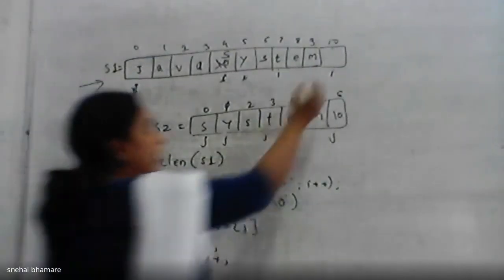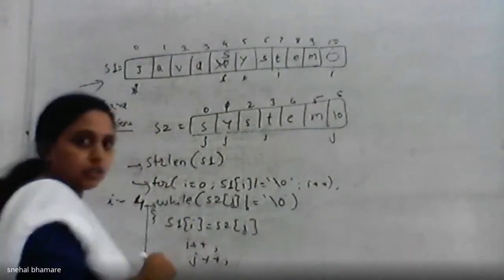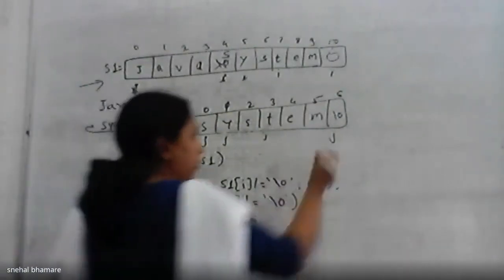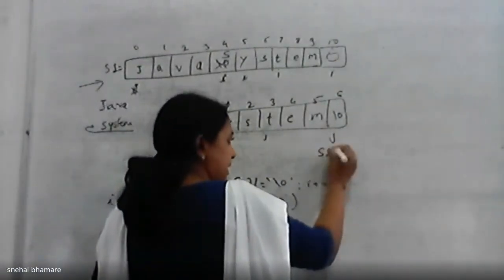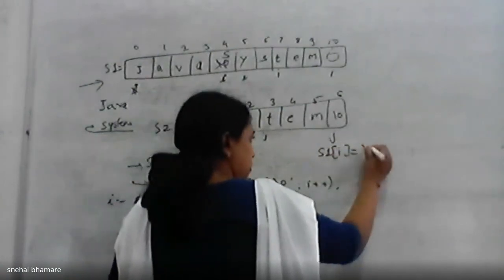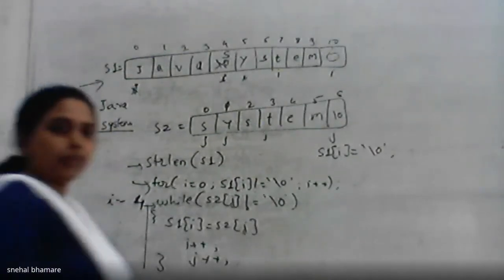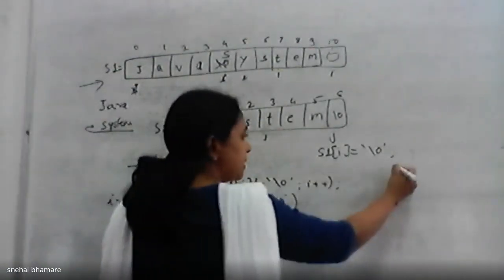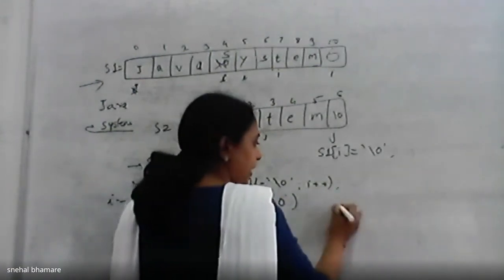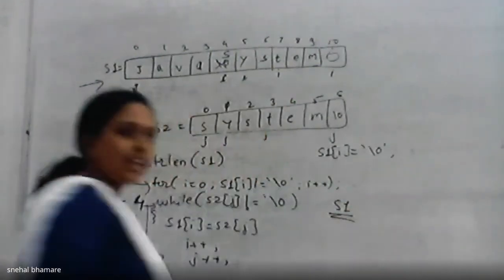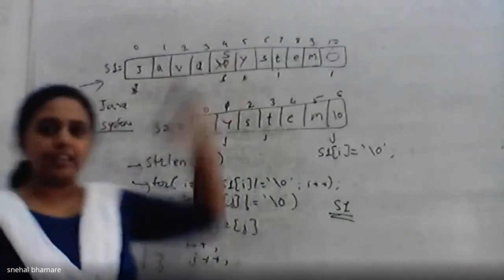But at the end you have to copy the \0 character also, right? So after this while loop, you have to write one statement: S1 of i is equal to \0, the same way that we did in the copy function. After that, just display the message, the concatenated string is, and display the S1 array. You will get the concatenated string.